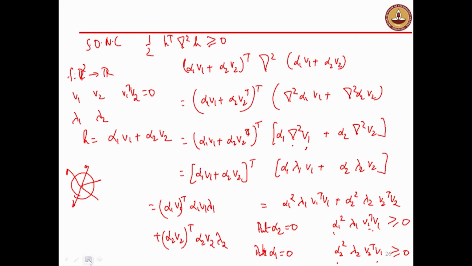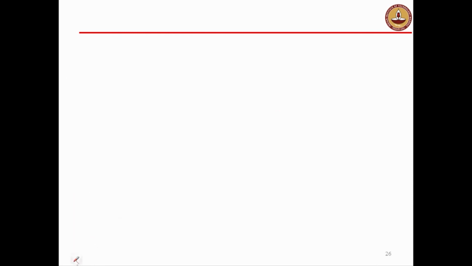So the second order necessary condition is, let me concisely write it down: eigenvalues of the Hessian are non-negative. These are symmetric matrices, and such matrices are called positive semi-definite matrices.